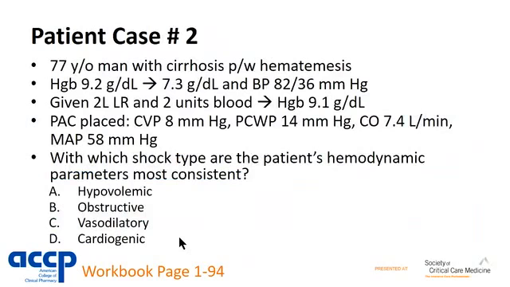So we'll move on to case number 2 and try to apply what we just learned. This is a 77-year-old male who has cirrhosis who presents with hematemesis. His hemoglobin was 9.2 by history. On presentation, it was 7.3, and you can see the patient is quite hypotensive. He was given 2 liters of lactated Ringer's and 2 units of packed red blood cells, and his hemoglobin is now 9.1.